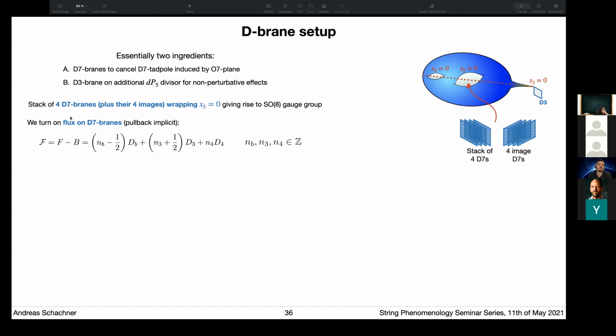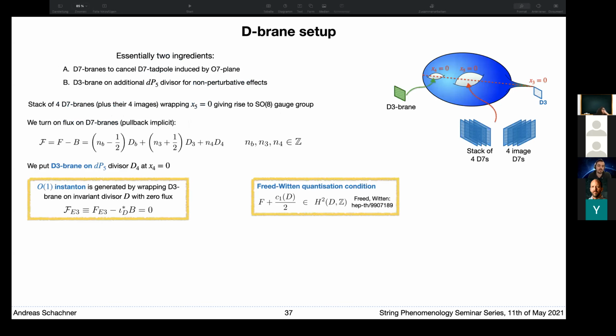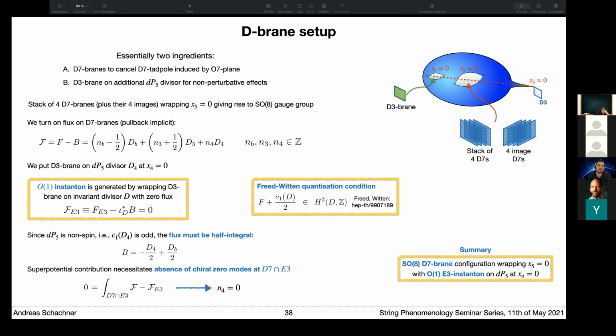And then we also need to turn on some flux on the D7, which will be necessary further down the line. Secondly, we put a D3 brane on top of the dP5 divisor at x4 equal to 0. And in order to ensure that this D3 brane gives rise to an O1 instanton, we have to ensure that, first of all, the flux vanishes, as well as that the Freed-Witten quantization condition is satisfied. And indeed, this can be achieved by turning on half integral flux of this form.